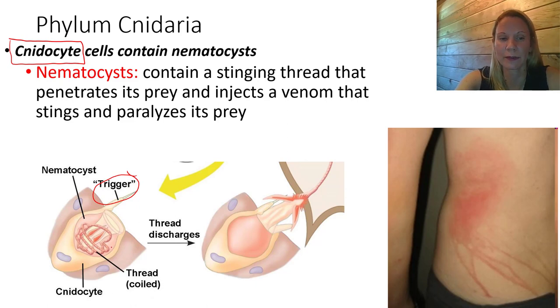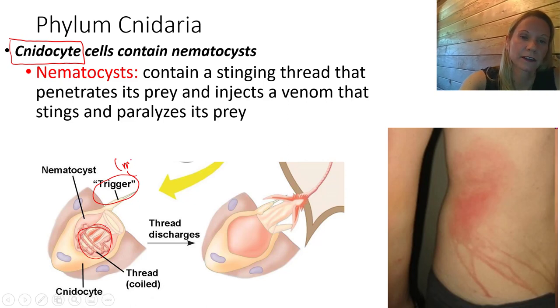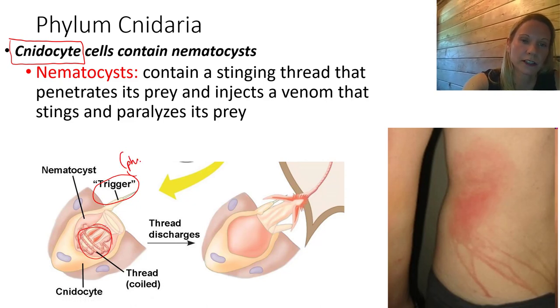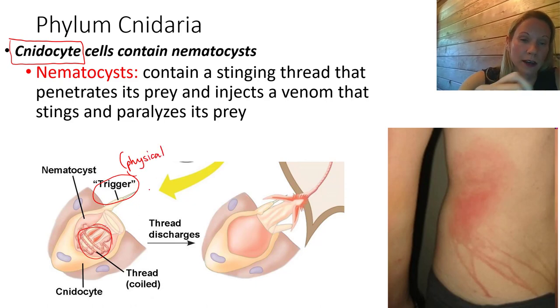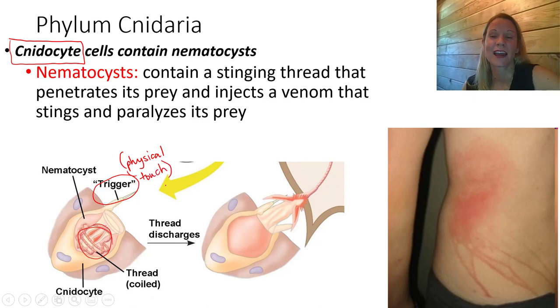So notice it's all coiled up here in the nematocyst. But once that trigger is touched, physical touch is actually going to trigger the release of the venom. So it's some little animal that just happens to bump up against the anemone or against the jellyfish, or it's a swimmer. You're out swimming in the ocean, and sometimes visibility is really low in the ocean. Those are the times when I've been stung, when visibility has been really low. And I'm just out swimming.